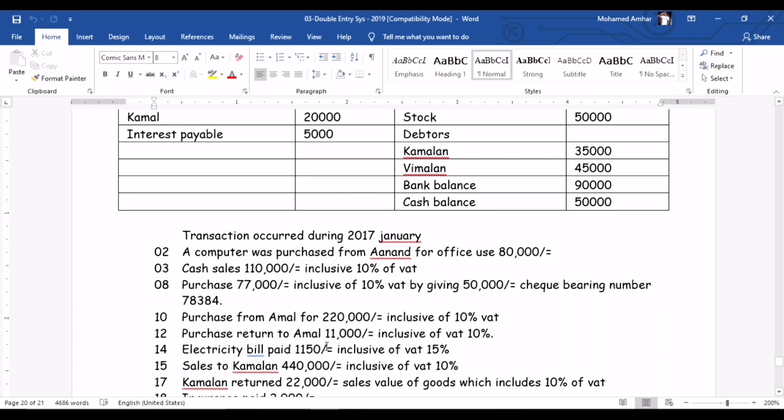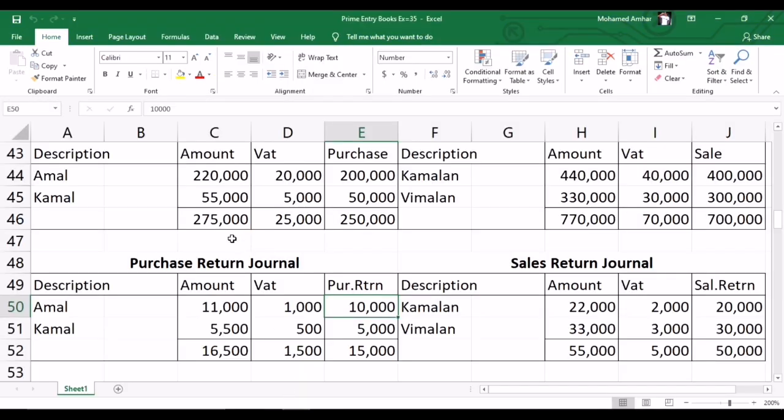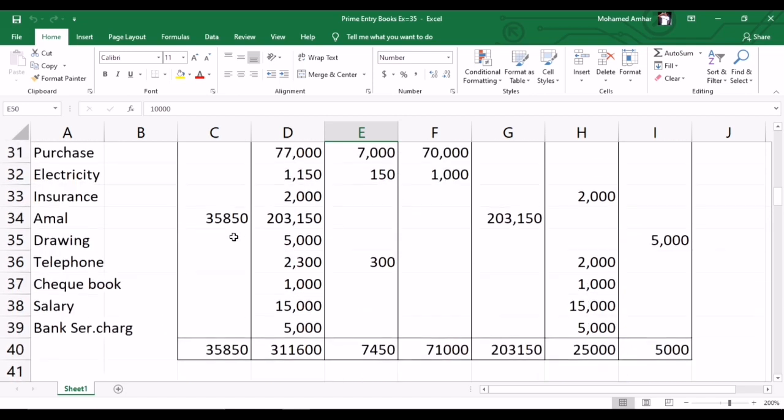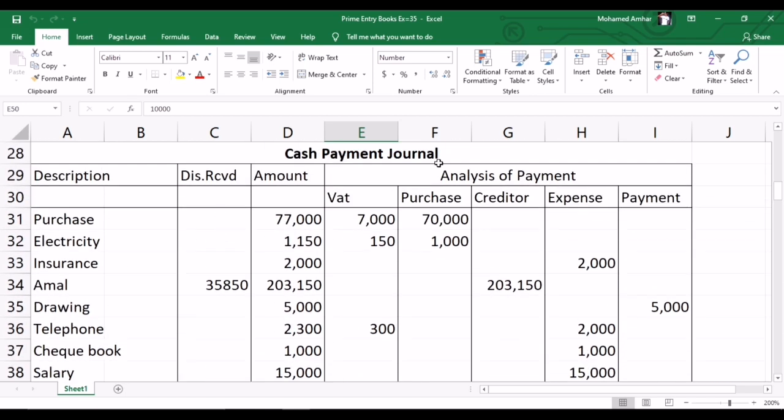Electricity bill paid 1,150 inclusive of VAT 15%. So VAT inclusive here how much then? 150. Record it. That is electricity payment, no? Electricity payment is cash payment. So record that in the cash payment journal, electricity, the amount is 1150. So the inclusive VAT is 150.